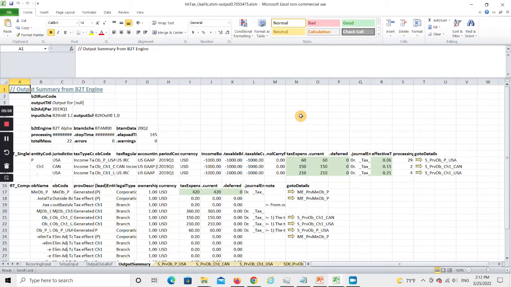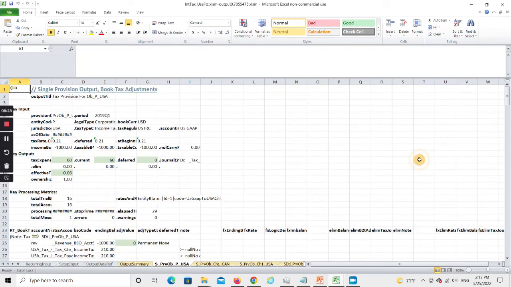So here's the output file. We see the calculation of two entities. Let's focus on the P calculation for its USA tax. We see on the income of $1,000, the tax expense is 60, which is considerably less than the 21% of the US corporate income tax rate. And we wonder why that is. So we go to the provision sheet for that calculation, P USA.